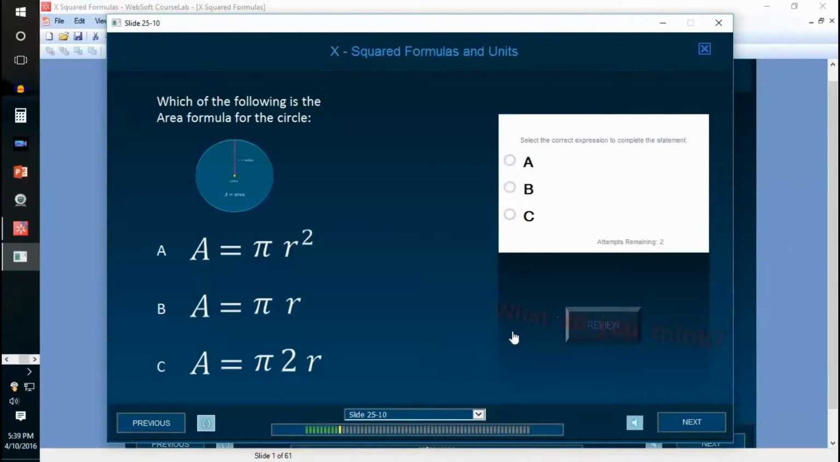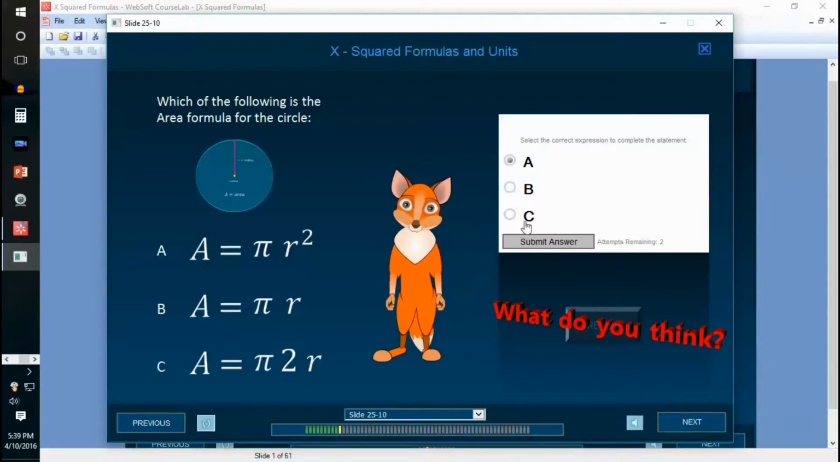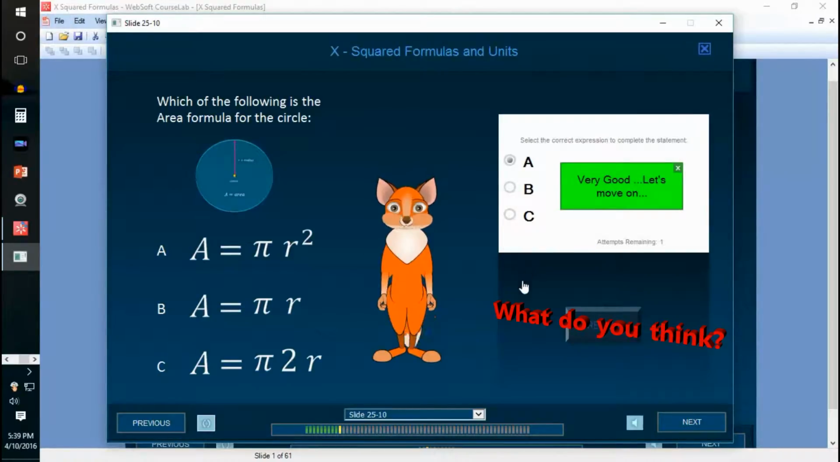Which of the following is the area formula for the circle? Nicely done. The area formula for the circle is area equals pi times radius squared.